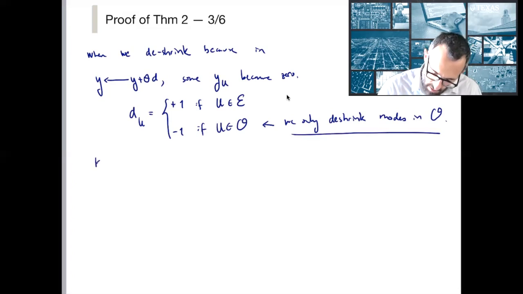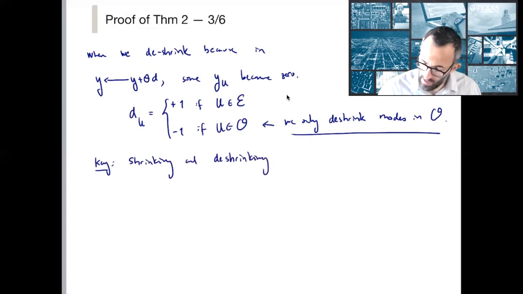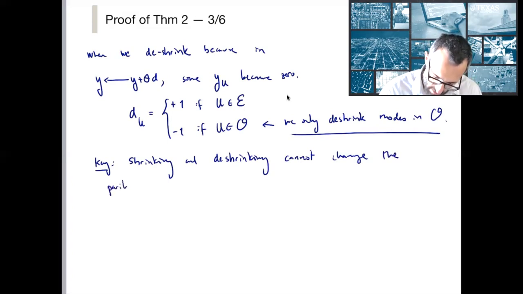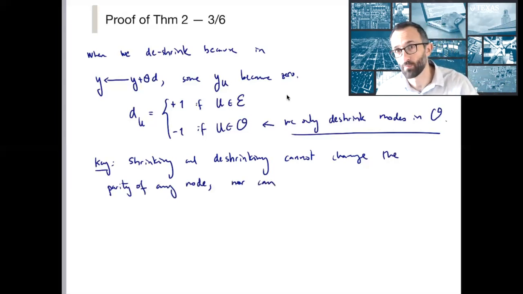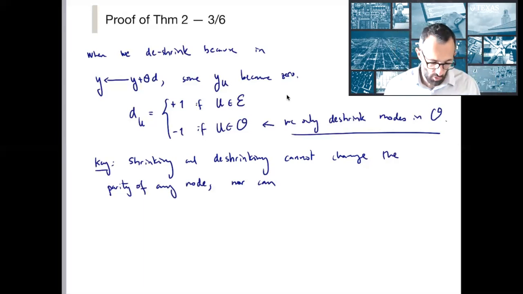The key thing to note is the following. Shrinking and deshrinking cannot change the parity. In other words, the membership in E or O cannot change the parity of any node. Nor can the only other thing that cases 2 and 3 do. Remember, case 1 is our augmentation. Case 2 is what shrinks. Case 3 either deshrinks or adds edges. So nor can adding new edges to the graph.